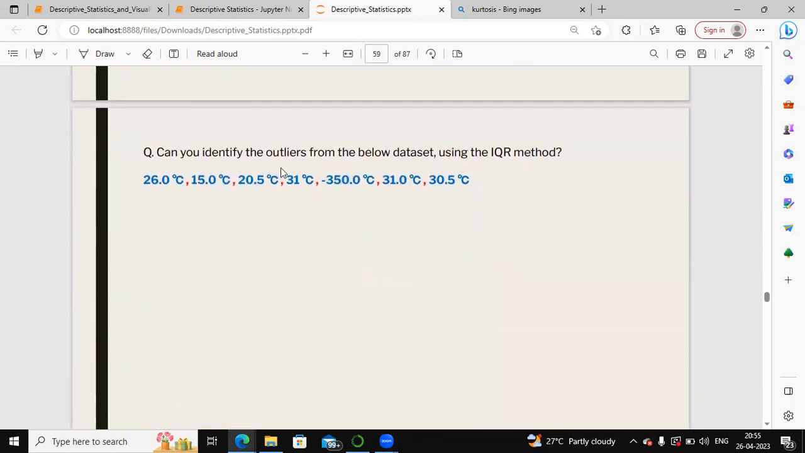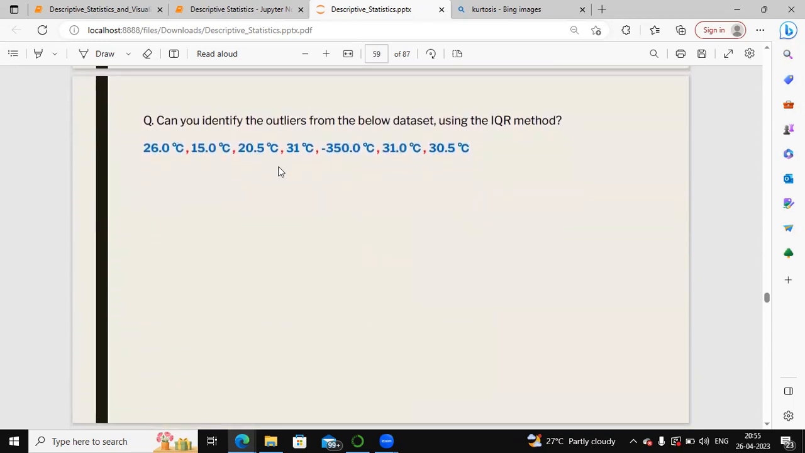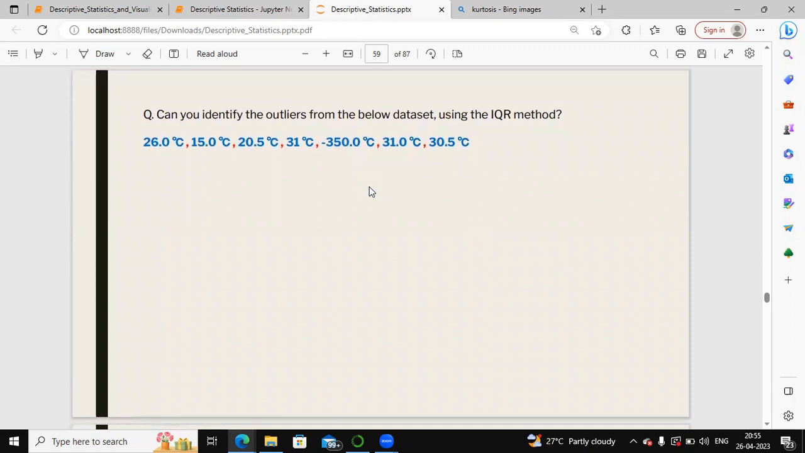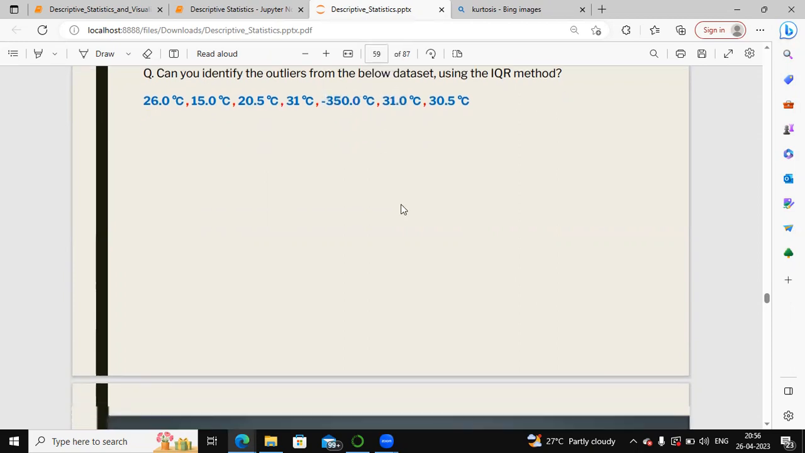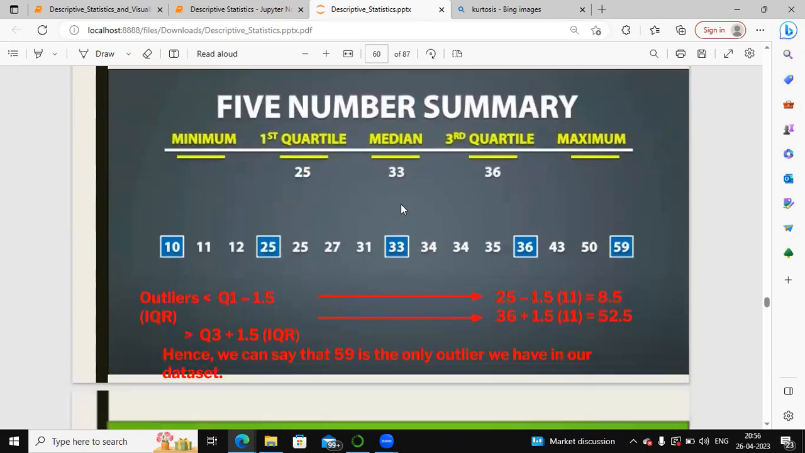Now, can you identify the outliers from the below data set using the IQR method? I would like you to solve this data set on your own. The outlier here is minus 350 degrees Celsius, because all the values lie between around 15 to 31 degrees Celsius. But this one value, minus 350, is actually affecting our data. You can calculate this; I hope you can do it on your own.